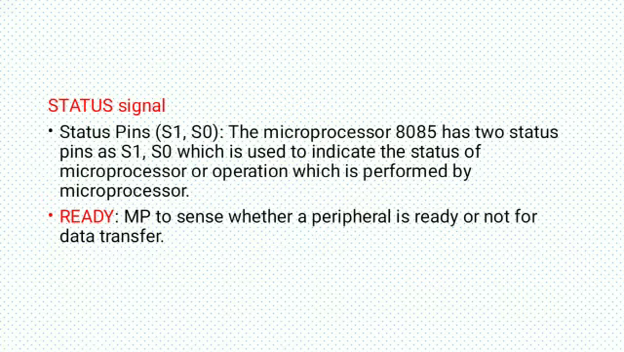The next one is the status signal. Here two status signals are used, S1 and S0. The status signals S1 and S0 are used to indicate the status of the microprocessor or the operation which is performed by the microprocessor. Another signal is ready.